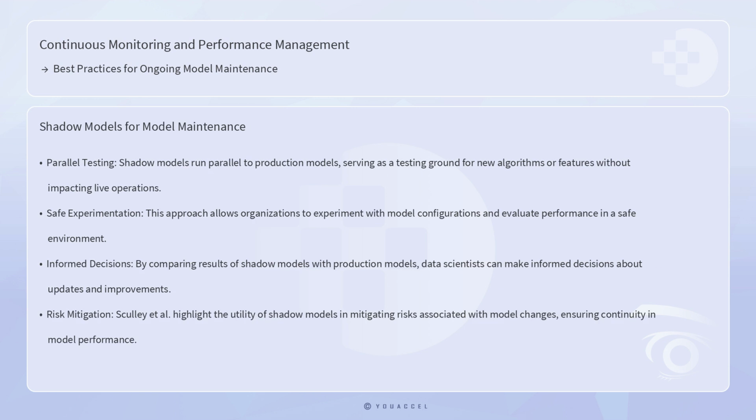The deployment of shadow models is another effective strategy for ongoing model maintenance. Shadow models run parallel to production models, serving as a testing ground for new algorithms or features without impacting live operations. This approach allows organizations to experiment with different model configurations and evaluate their performance in a safe environment. By comparing the results of shadow models with those of production models, data scientists can make informed decisions about model updates and improvements. Scully et al. highlight the utility of shadow models in mitigating risks associated with model changes, thereby ensuring continuity and reliability in model performance.